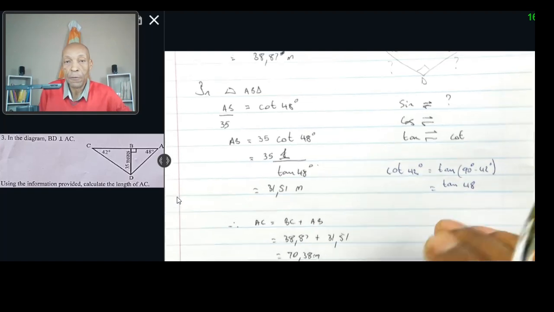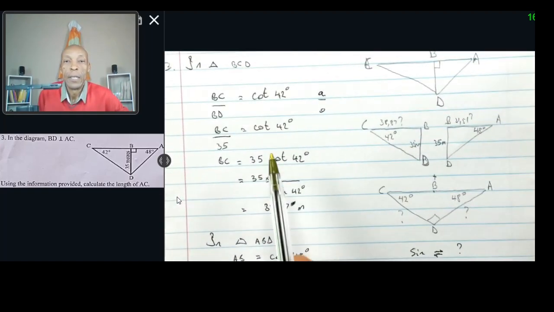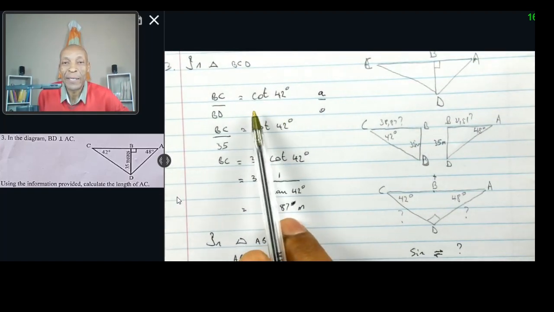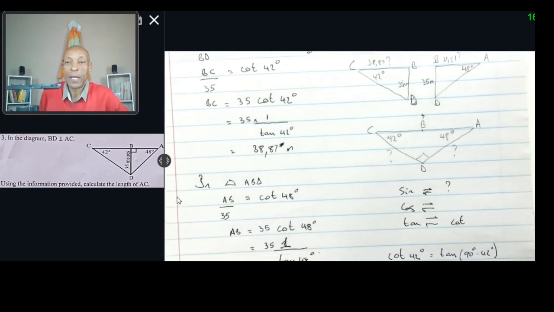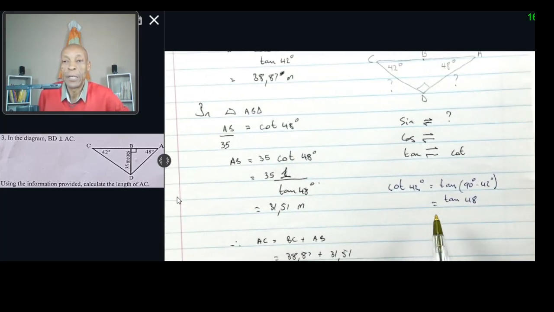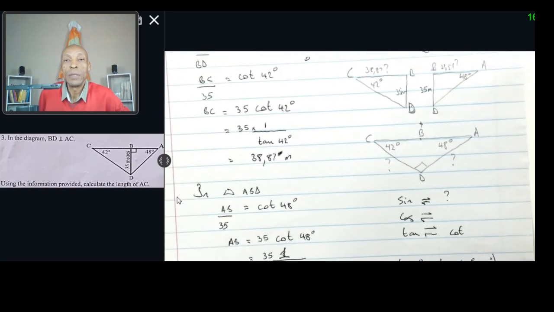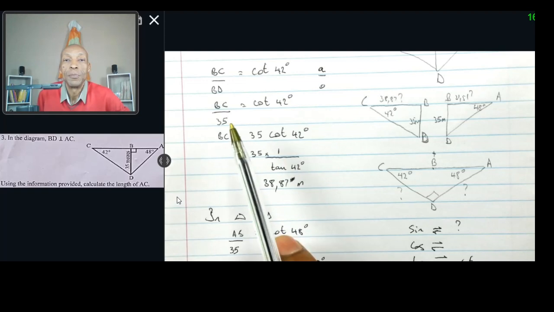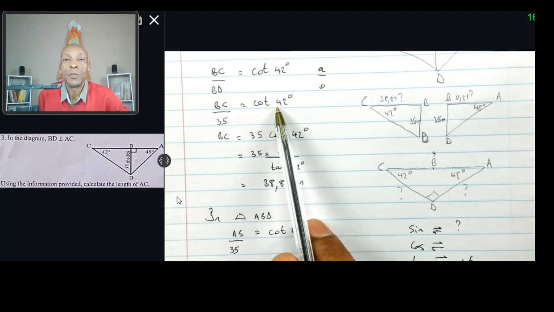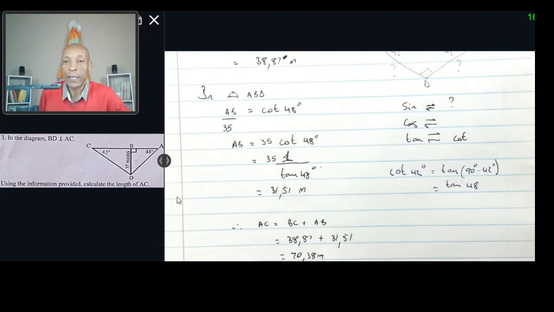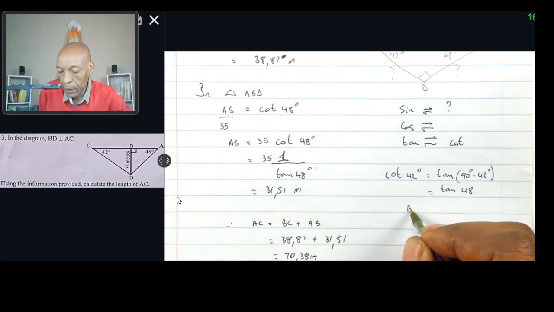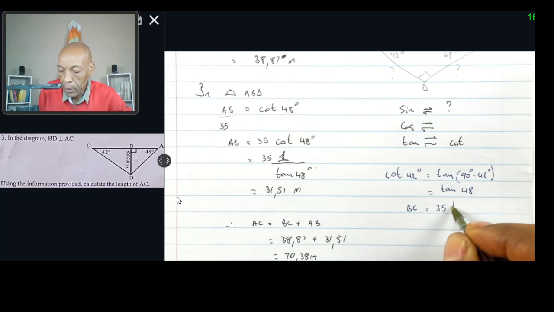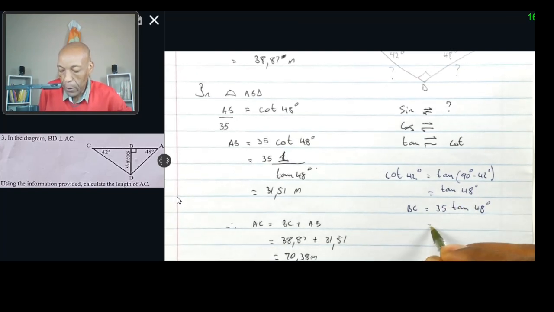So instead of writing that, I can start by writing that. Then I go and I do that. All right. So it means I can also say BC over 35 equals tan 42. Let's check. So if we say BC is equal to 35 tan 48, we are doing degrees there. What does it give us?